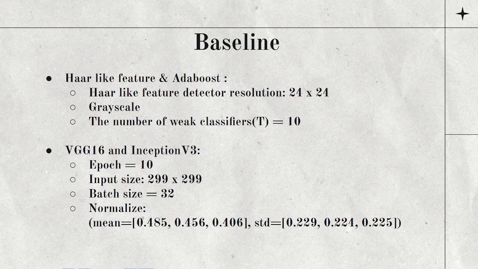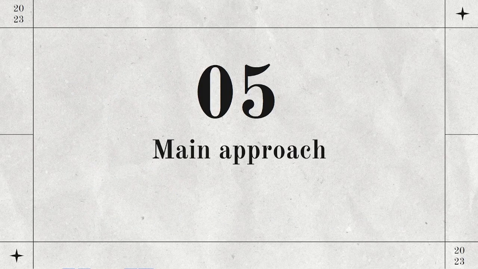VGG16 and Inception V3 are both convolutional neural networks. We will introduce their structure in the main approach section. Next is our main approach.